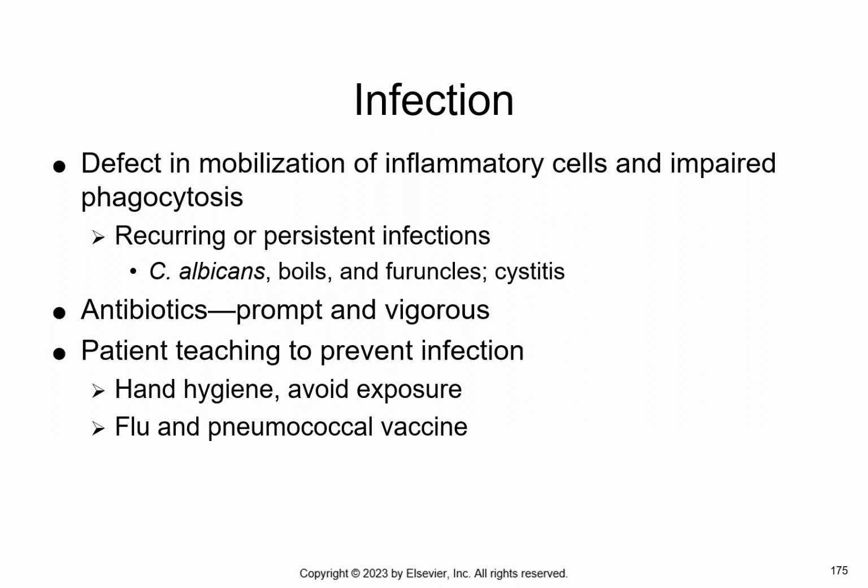Persistent glycosuria, sugar in the urine, may predispose people to bladder infection, especially those with neurogenic bladders. Decreased circulation resulting from angiopathy can prevent or delay immune response. Antibiotic therapy has prevented infection from being a major cause of death in patients with diabetes mellitus. The treatment of infections must be prompt and vigorous. Teach patients to prevent manifestations by practicing good hygiene, avoiding exposure to persons who have communicable illnesses, and getting an annual influenza vaccine and pneumococcal vaccine.